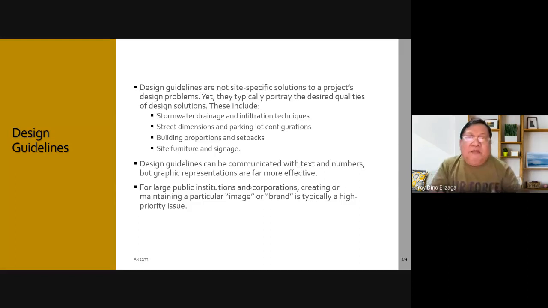So in one avenue, for example, you can divide it into sections, like if you're going to put a bike lane or a pedestrian lane, how wide is your pedestrian lane? If you're going to put a planter, okay. So there are standards for this. So you just select. Design guidelines can be communicated with text and numbers, but graphic representations are more effective. Of course, when we talk about designs. For large public institutions and corporations, creating or maintaining a particular image or brand is typically a high priority use. So, especially for companies, there has to be that branding. So you have to select design guidelines which will feature some of the images of the company.